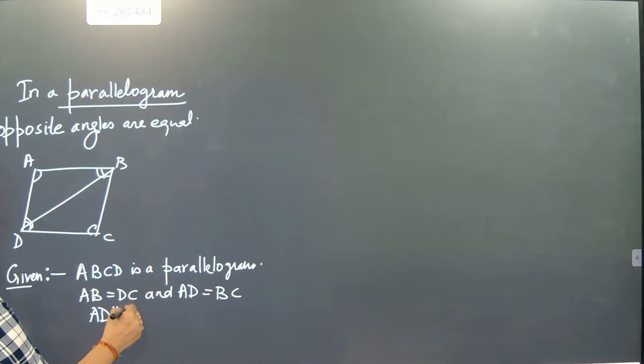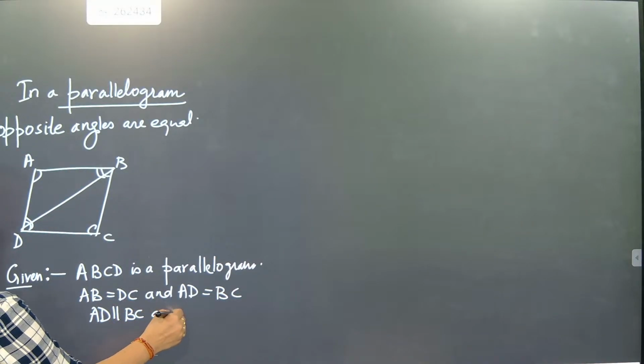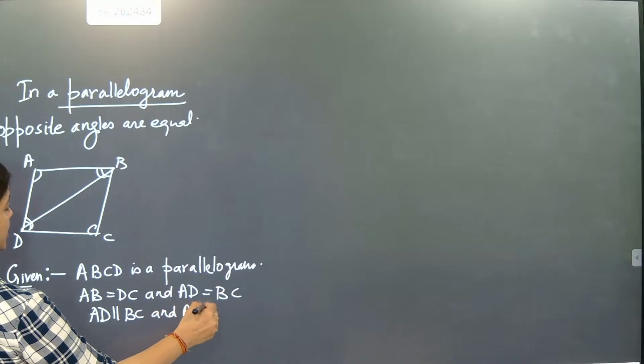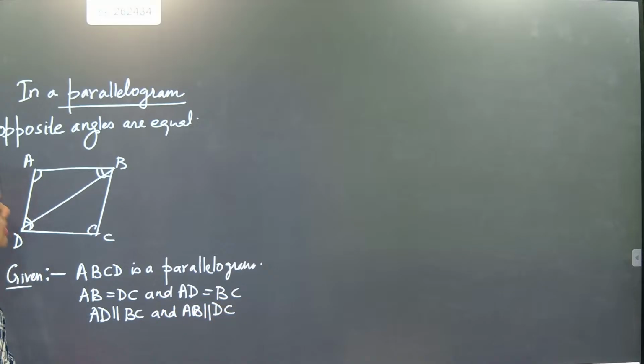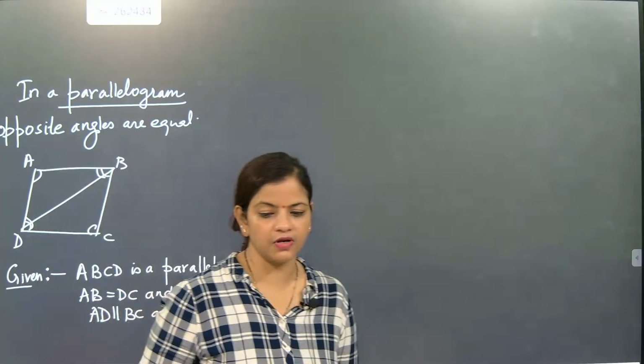AD is parallel to BC and AB is parallel to DC. Opposite sides are parallel and equal.